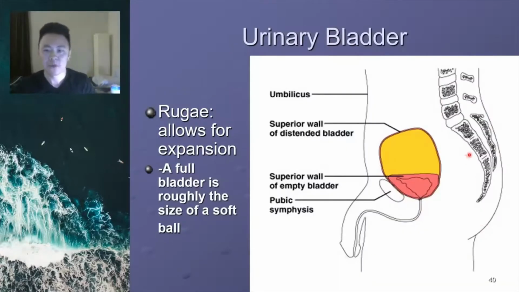Okay, so here is an example of the urinary bladder. As you can see here, when it is flattened, there's no urine in there, it's very flat, and you can see that the inner lining of the urinary bladder starts to fold inward on itself, forming those rugae. And then when it is full, then it stretches out here to the size of roughly around a softball. Okay.